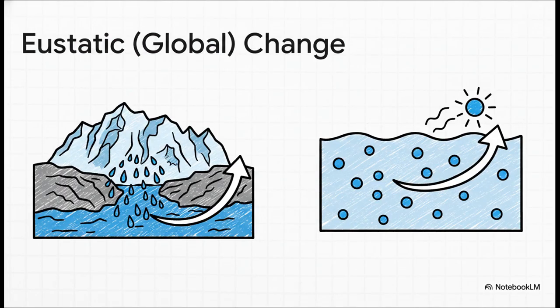So what's driving these global eustatic changes? Well, it really boils down to two huge factors. First, ice. During ice ages, unbelievable amounts of water get locked up in massive ice sheets, and that makes sea levels drop. When that ice melts, all that water flows back into the ocean and, you guessed it, the level rises. The second factor, and this one is absolutely crucial today, is thermal expansion. It's just simple physics. As water gets warmer, it expands and takes up more space.